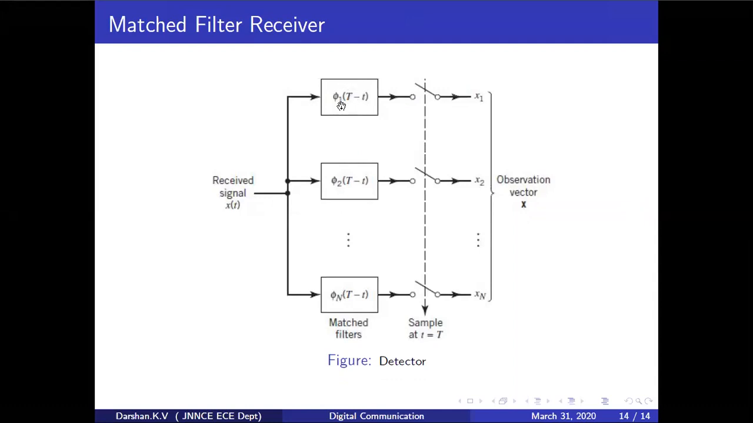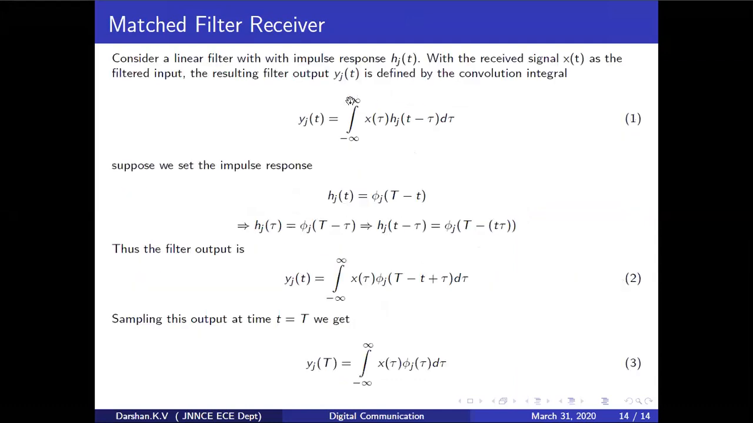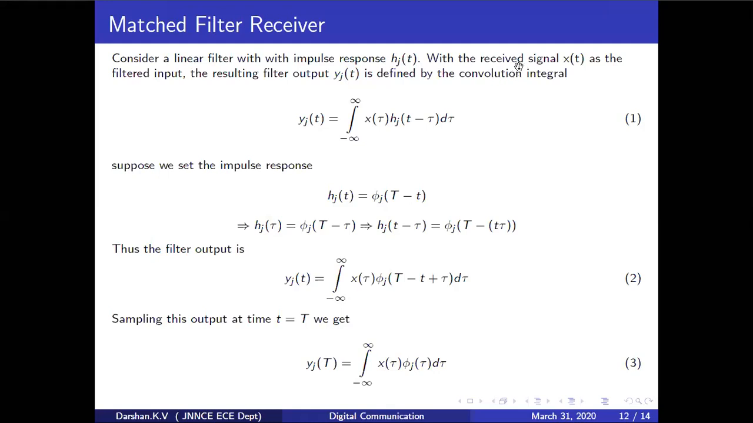That h would be equal to this value, but currently we will not bother about that. So let us have a filter with impulse response hj of t. To that filter, I am giving input as x of t. So what would be the output? The output is represented by the convolution integral. So it has to be written as x of tau into hj of t minus tau d tau.